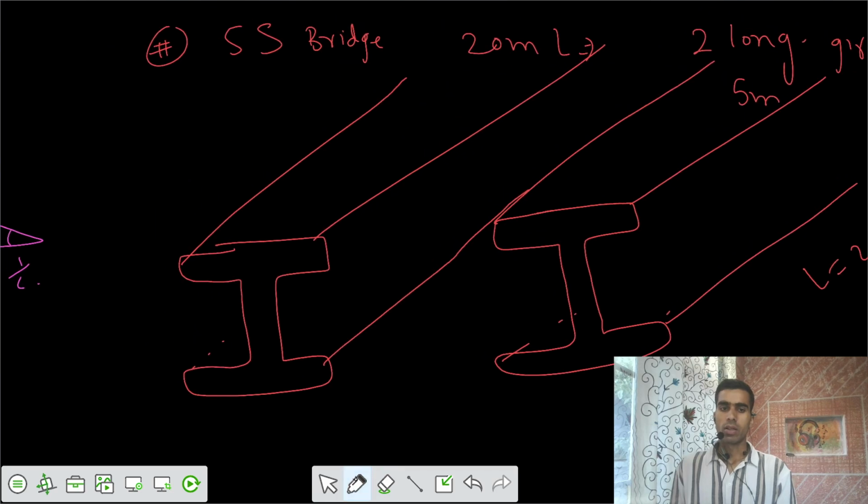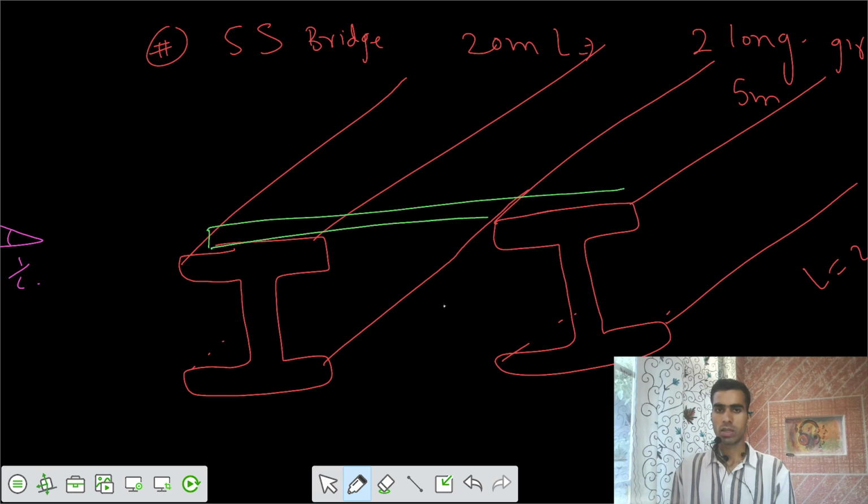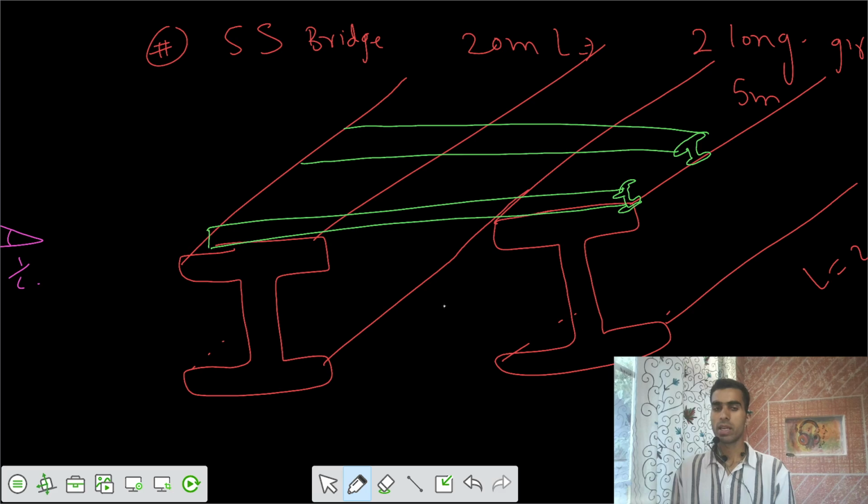And on the top, we have the cross beams. Cross beams would be in this way. This is your cross beam 1. Now if I see the cross section, this is also some sort of I section. And similarly, we have one more cross beam here, up to this point. So this is one more cross beam, or cross girder, we can say.